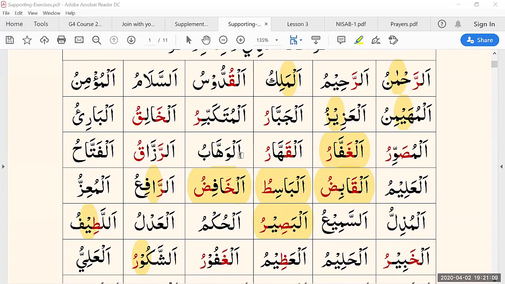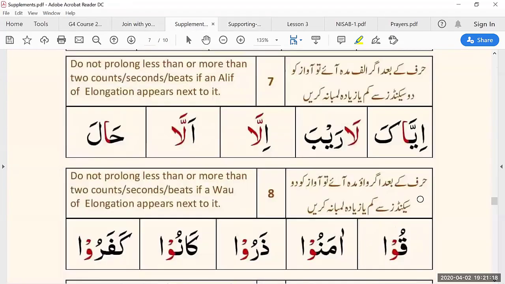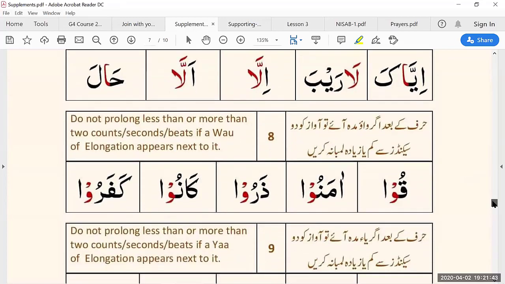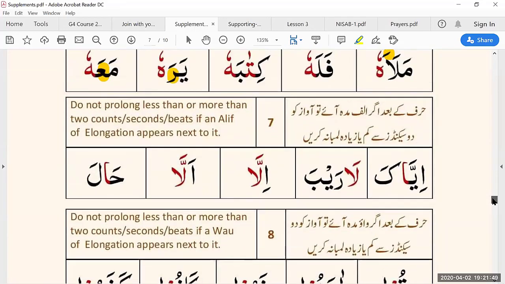L211. Audhu billahi minash shaytanir rajim. Wait, let me go through the errors and then I will ask you to go through the examples. Errors number 7, 8, and 9 cover huruf al-mad, and the rule for huruf al-mad is to not prolong less than or more than 2 counts, seconds, or beats if an alif, a waw, or a ya of elongation appears next to it.